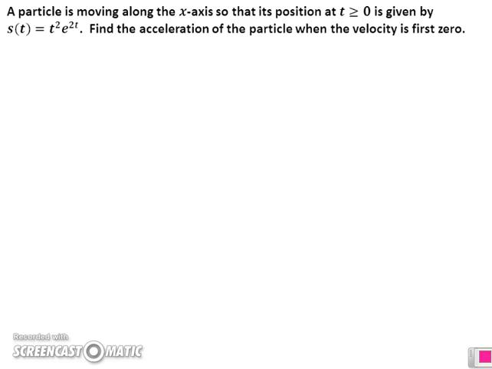For this one, a particle is moving along the x-axis so that its position at t greater than or equal to 0 is given by this position function. Find the acceleration of the particle when the velocity is first 0. So a couple things here. We're going to eventually need to find an acceleration, so the final answer is a numerical value. We'll have to plug something into the acceleration function.